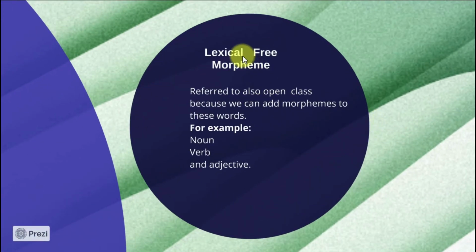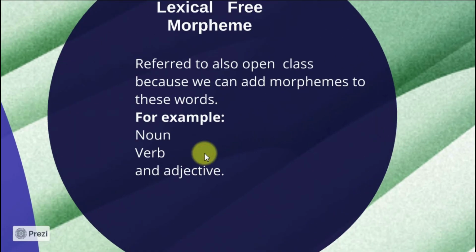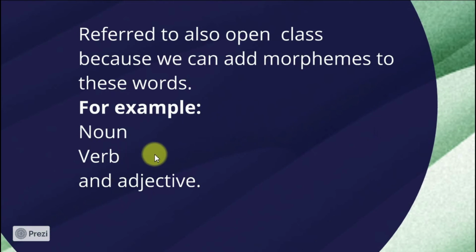So what is the lexical free morpheme? Lexical comes from the word lexis, and it means something like an adjective. As a free morpheme, it is a word. It is also referred to as open class because we can add morphemes to this word. For example, farm means a place to grow something. If we add one more morpheme, we get farmer, one word that has two morphemes.